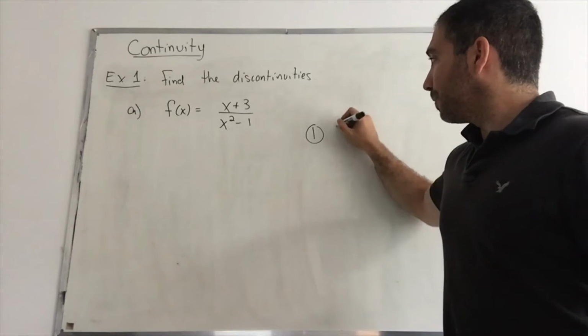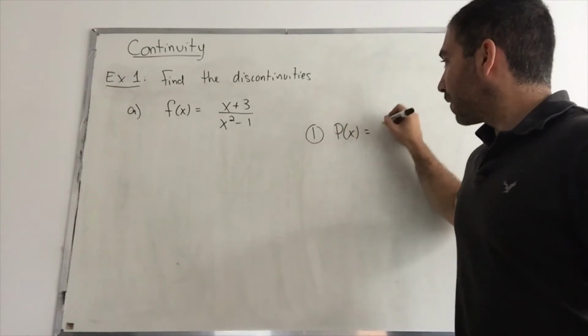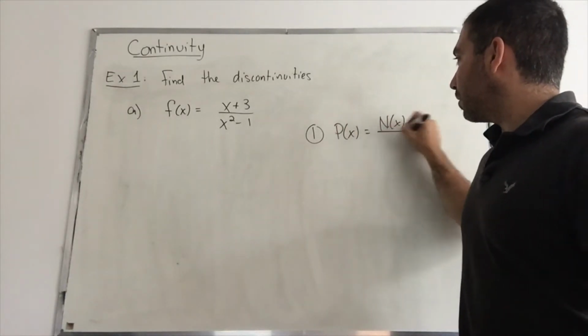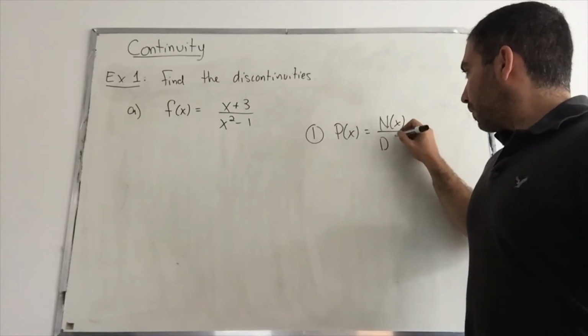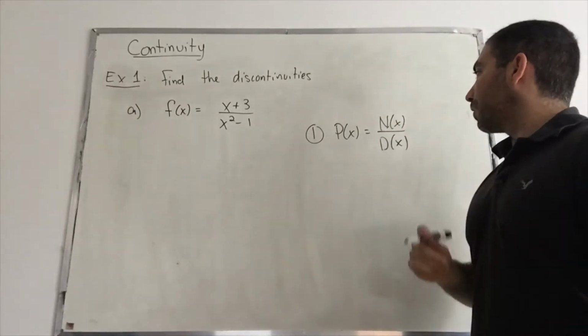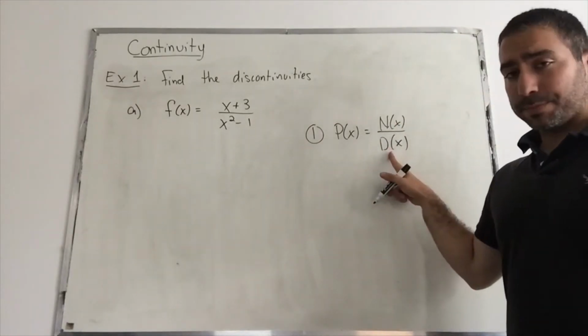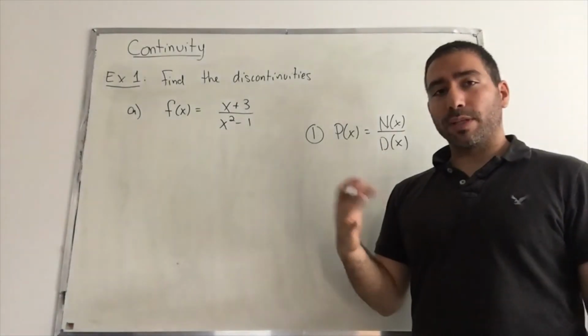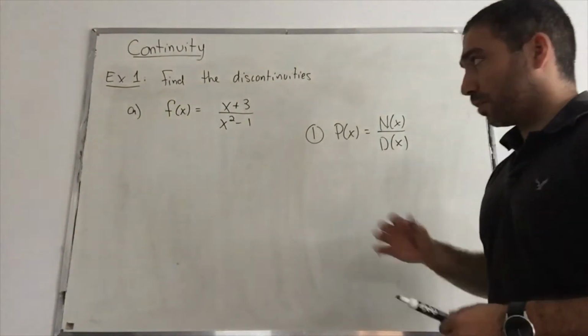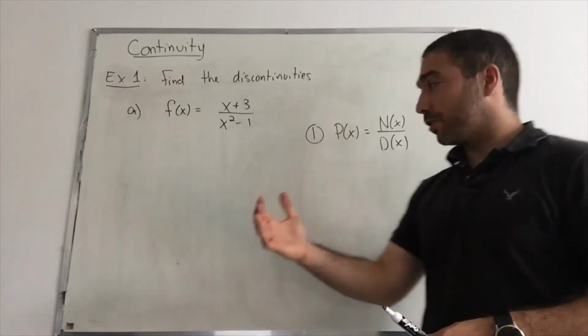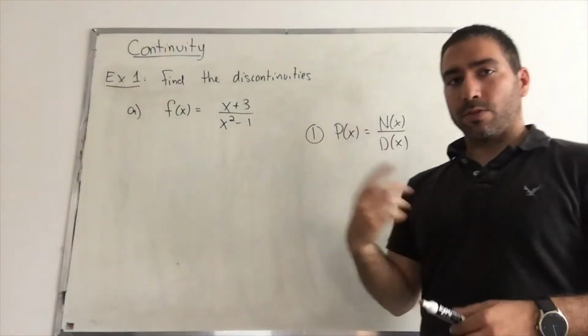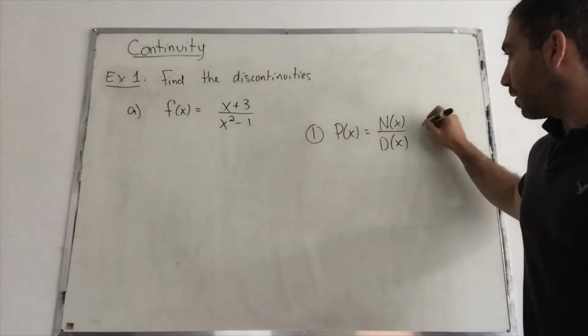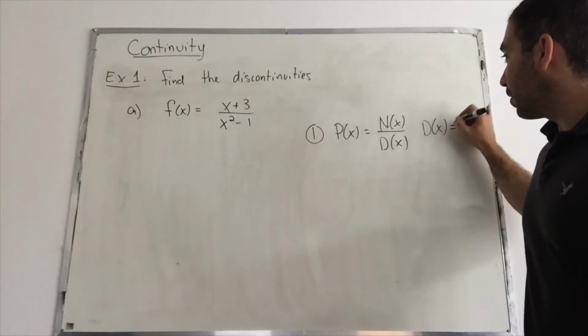1, if you have a rational function, so let's call it p of x. We have the numerator n of x and the denominator is d of x. Whenever you're dividing, what can't we divide by? This is the idea. So we're not talking about limits anymore, we're talking about actual functions. What can't we divide by? So I hope you're able to answer that and see that the denominator cannot be 0.